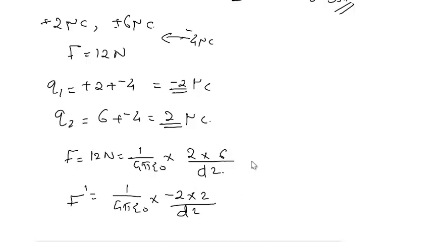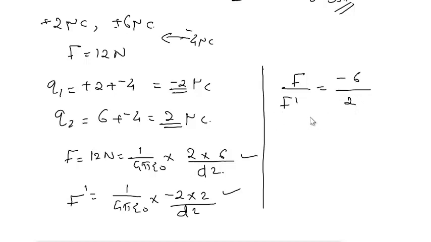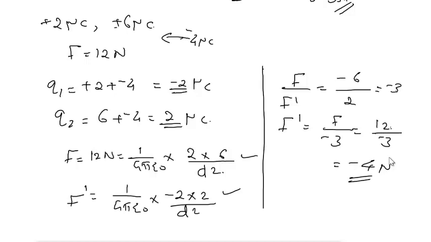When we divide these two equations, F divided by F dash, 1 by 4 pi epsilon 0 will get cancelled. D square and D square will get cancelled. 2 and 2 will get cancelled. Next, minus 6 divided by 2, so here it is minus 3. So the new force F dash will be equal to F by minus 3. F we got as 12 Newton divided by minus 3. The final answer is minus 4 Newton. This is how we find the force acting between the charges.